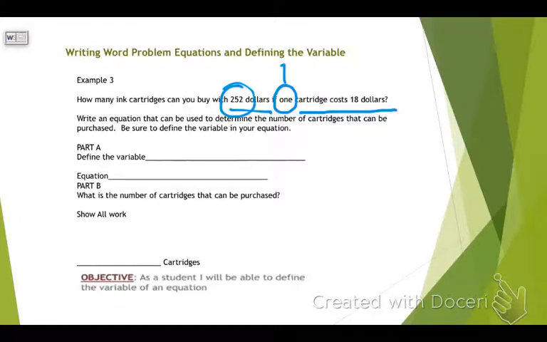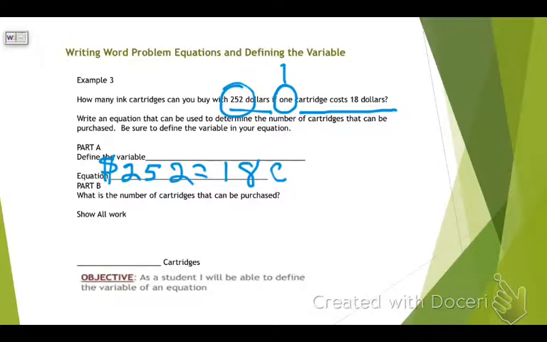And I want to know how many cartridges. Well, I don't see anything that tells me how many, so I'm going to have to assume that the equation is $252 equals, we'll call it C since we're talking ink cartridges, 18C. I want to know how much one costs. So that usually indicates I'm probably going to have to use some division here, all right?